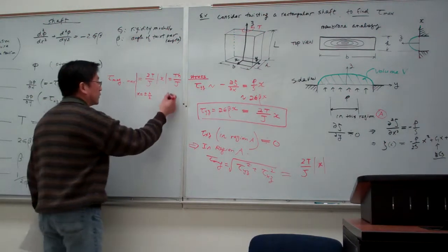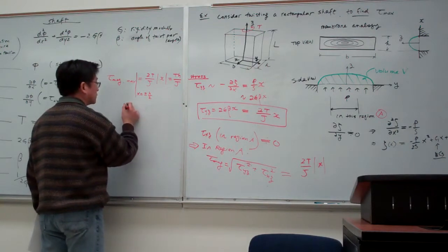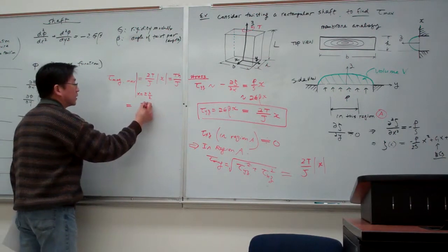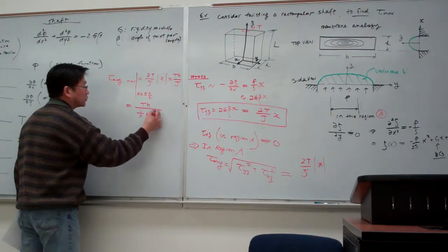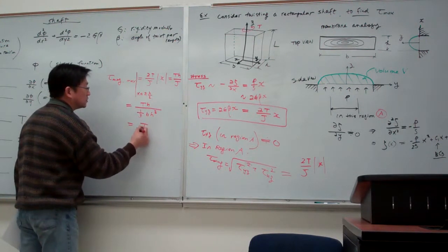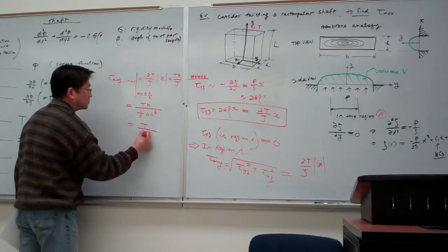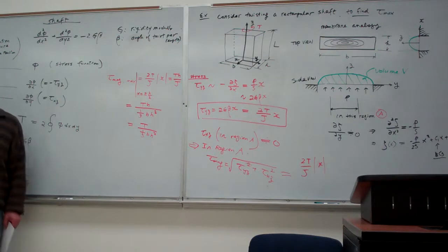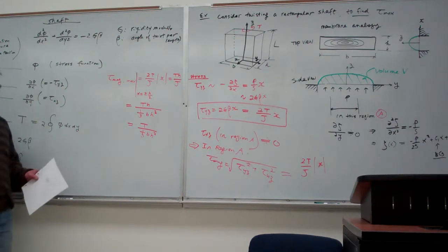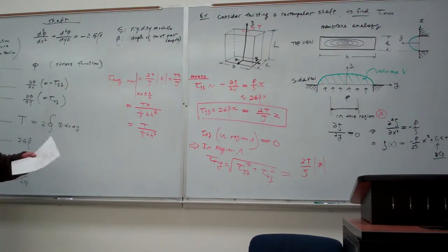And then let me rearrange this one. So basically let me rewrite this one. TH, and what is J? J is 1/3 BH cubed. So basically this is T over 1/3 BH squared. For this example, I just try to do some calculation.